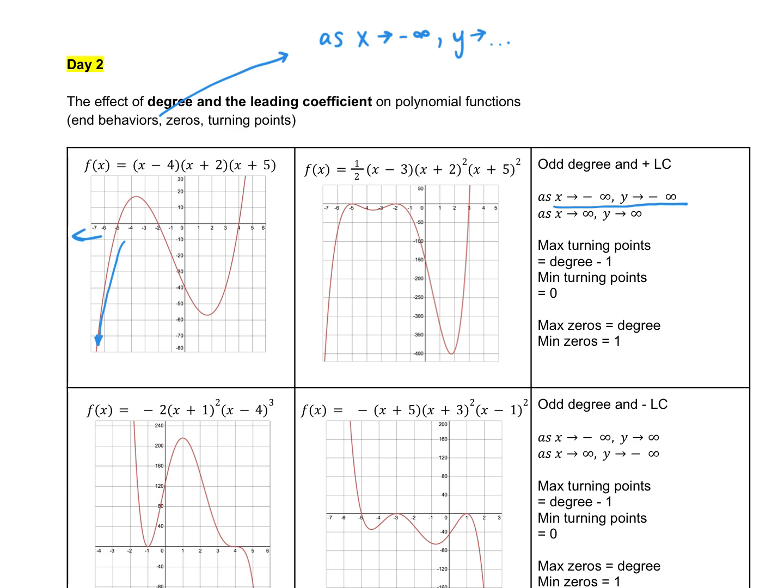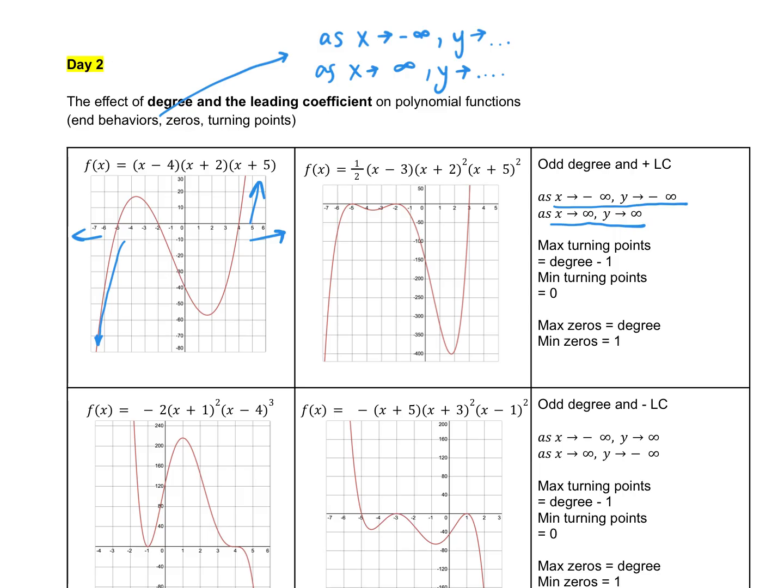And as x approaches positive infinity, so as we go to the right forever, what's happening to the function? Well, it looks like it's going up forever. So as x approaches infinity, y approaches infinity as well. So when we're doing our end behaviors, we have two sides, the negative and the positive infinity of x. And we talk about what y is approaching.